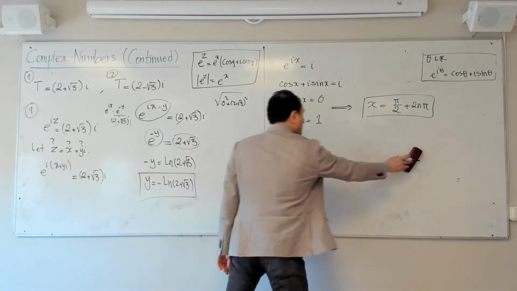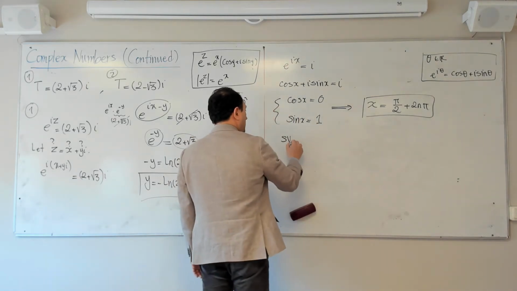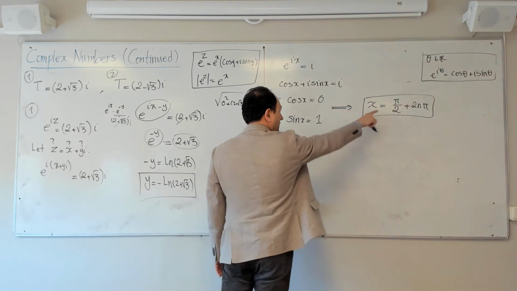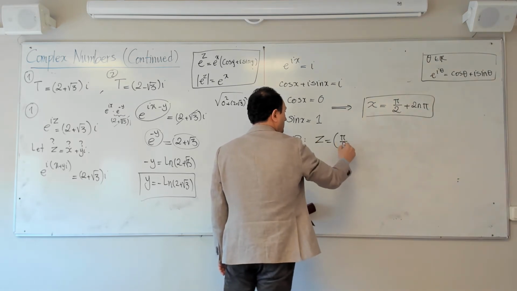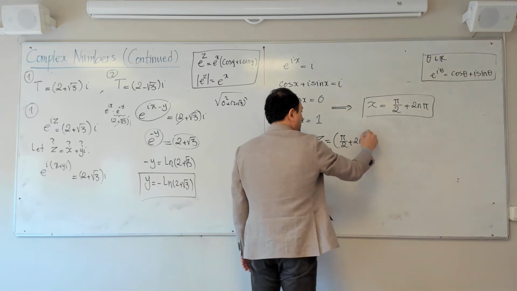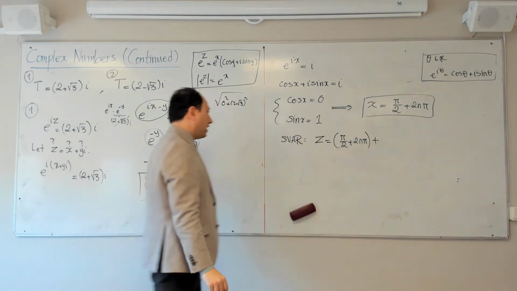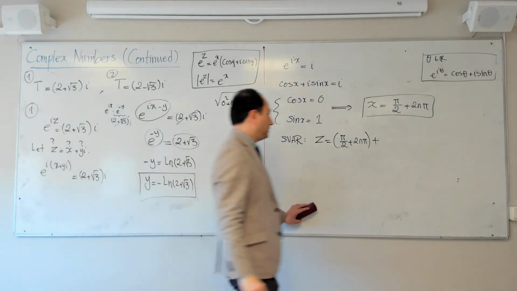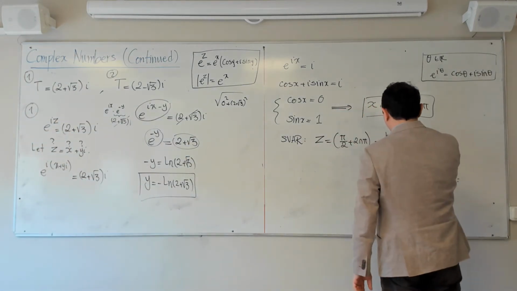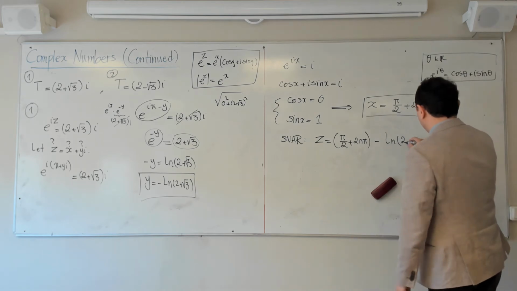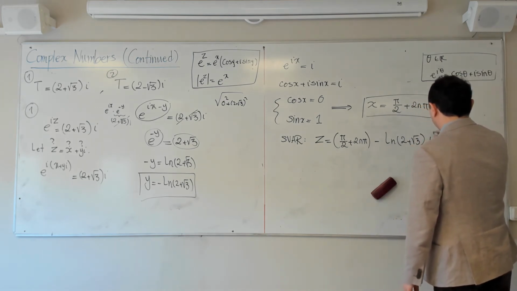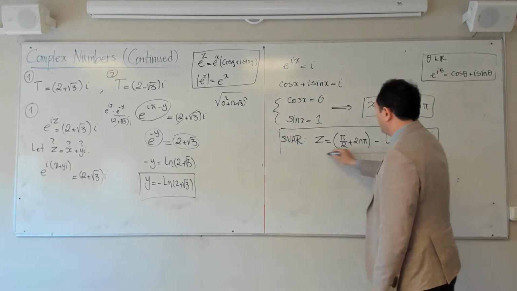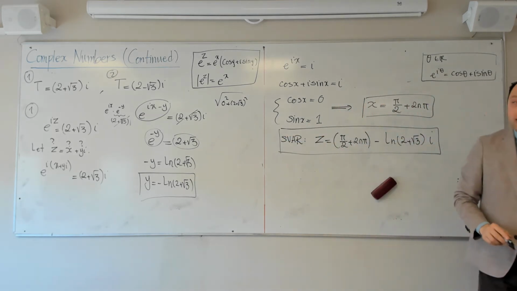So what you need to provide as an answer is that z is equal to x, which is pi over 2 plus 2n pi, plus y, where y is multiplied by i. So this would be minus ln of (2 plus the square root of 3) times i. Yes? So this is one answer to that equation. So you have infinitely many answers for one of them.